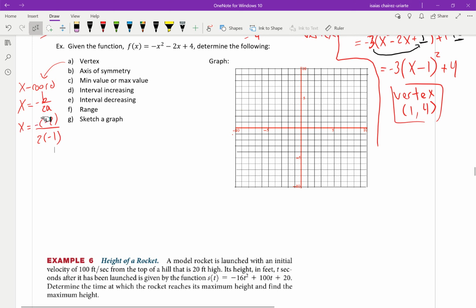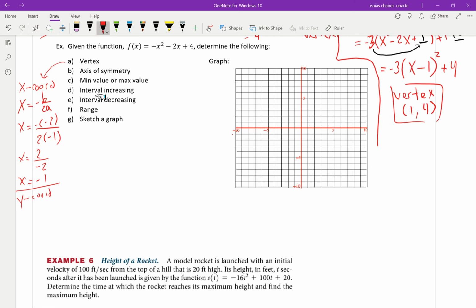So look, in this numerator, I'm going to have negative, negative, so that's going to be positive 2 in the numerator. And in the denominator, I'm going to have negative 2. So positive 2 over negative 2. So my x-coordinate is negative 1. So I have found the x-coordinate. Let me find the y-coordinate.